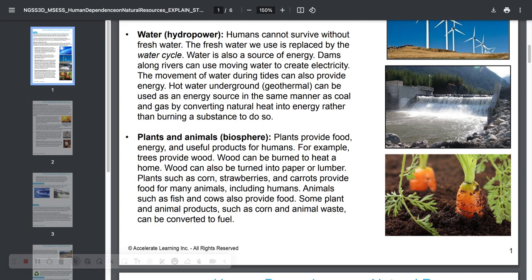Hot water underground, geothermal, can be used as an energy source in the same manner as coal and gas, by converting natural heat into energy rather than burning a substance to do so.